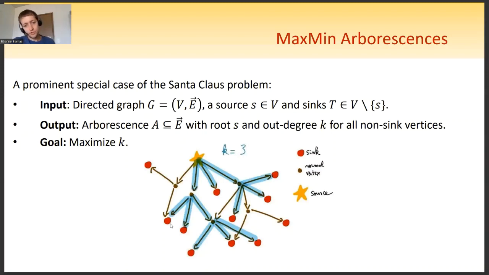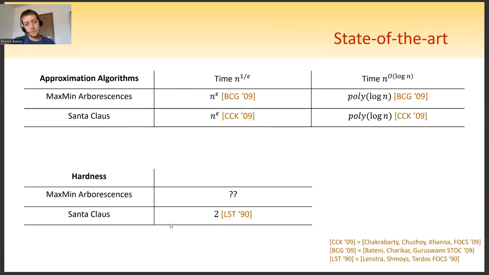And now the question is, why do we care about that special case? Why is it significant for the general problem? To understand this, we need to look at the state of the art. On the positive side, there is only polynomial approximation for both problems. You can see that for the Santa Claus problem, we are actually very, very far from getting constant factor. We only have polynomial approximation.